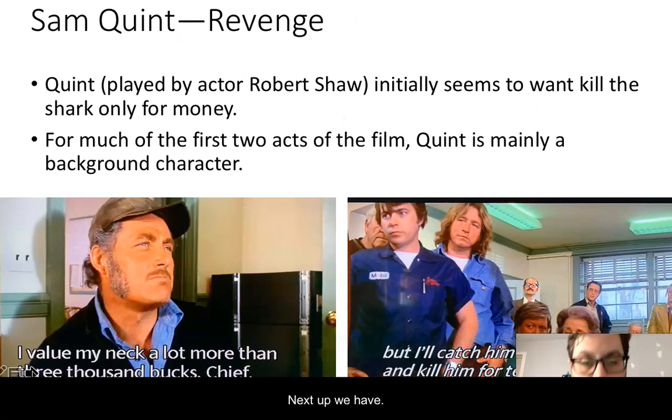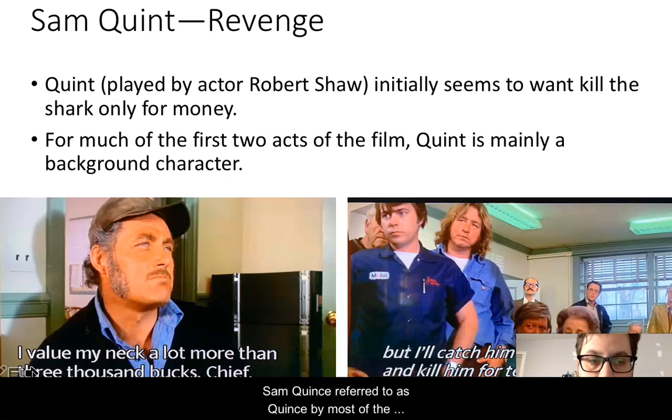Next up, we have Quint. Sam Quint, referred to as Quint by most of the characters in the movie, played by actor Robert Shaw, initially seems to want to kill the shark only for money.